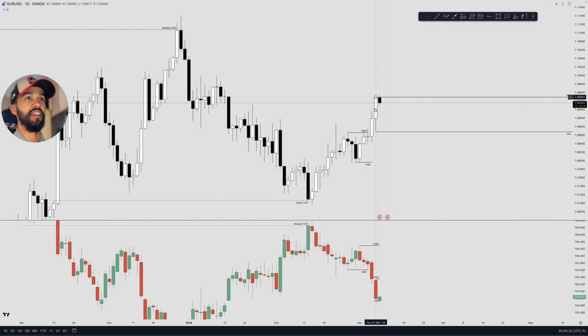And we've got our previous daily high, previous daily low. You can see we've taken our previous daily high buy side liquidity already and previous daily low sell side liquidity. So let's move on to the lower time frames.